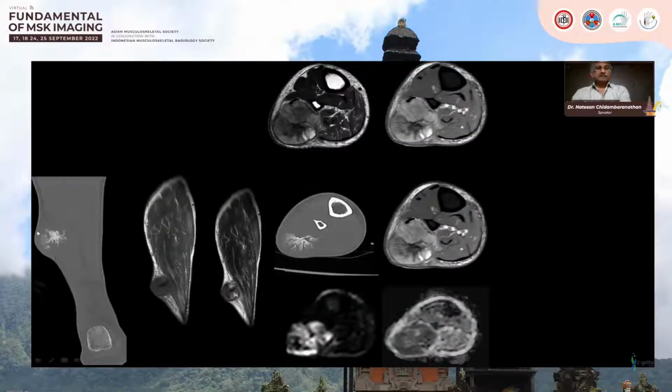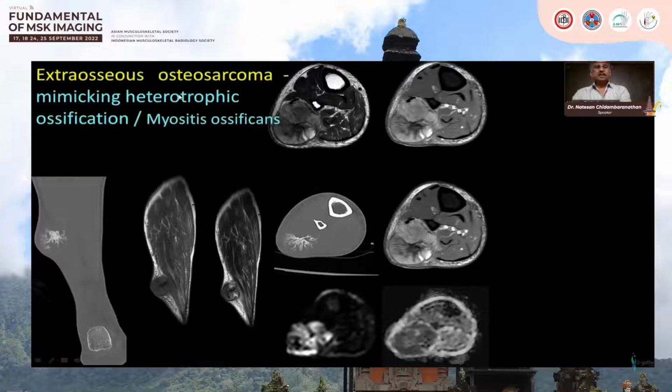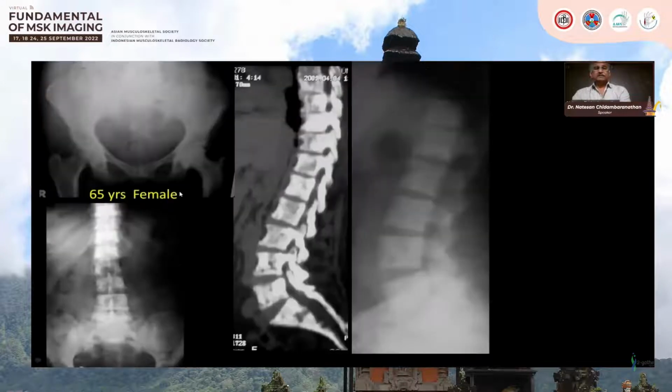Here is another patient with a large subcutaneous lesion with a lot of speculated calcification abutting the muscular plane, and an extensive sunray spiculated margin. Biopsy turned out to be an extraosseous osteosarcoma. We thought it could be myositis ossificans, and it turned out to be an extraosseous osteosarcoma on biopsy.